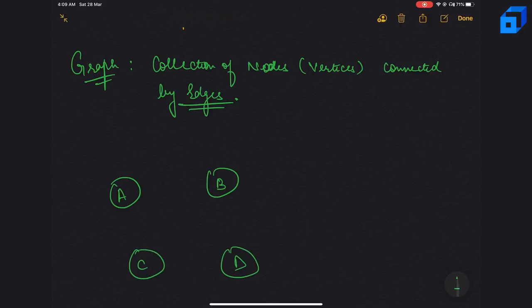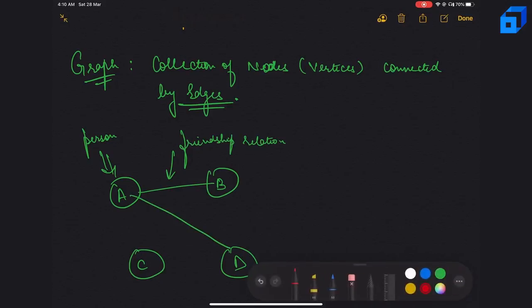And let us assume that an edge between two nodes implies that these two nodes are friends of each other. So here, each node implies a person and each edge implies a friendship relation. So suppose this is our graph. In this particular graph, the nodes are A, B, C, and D.